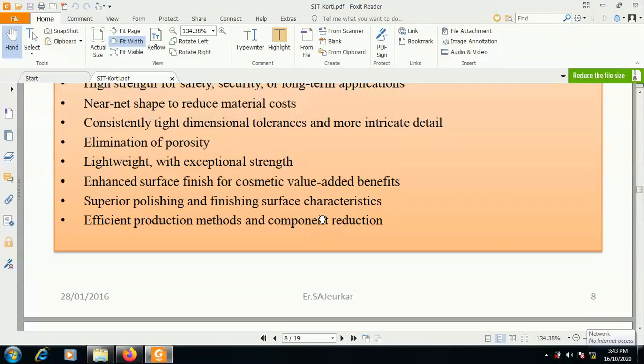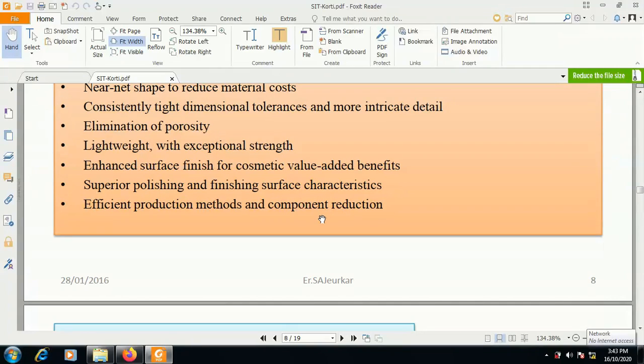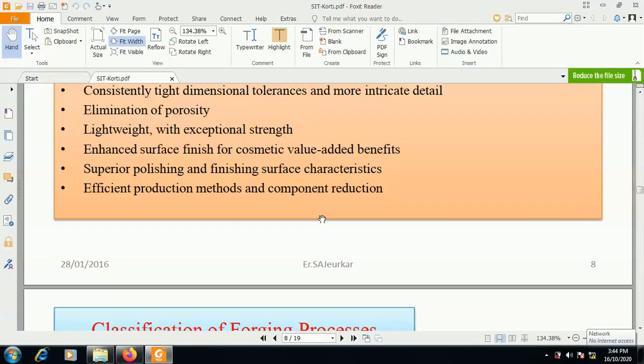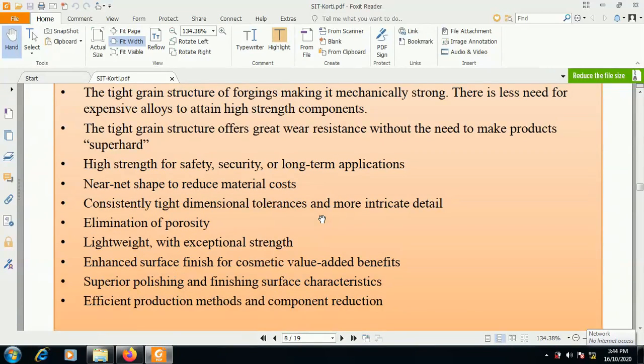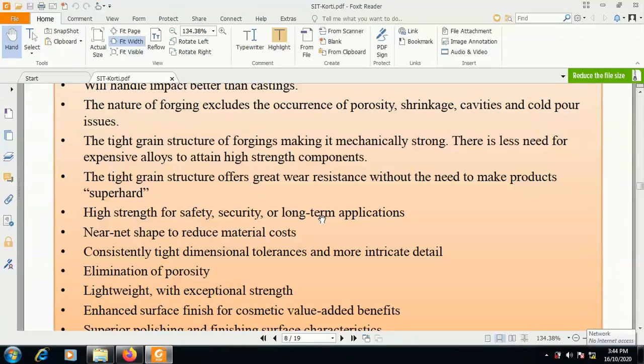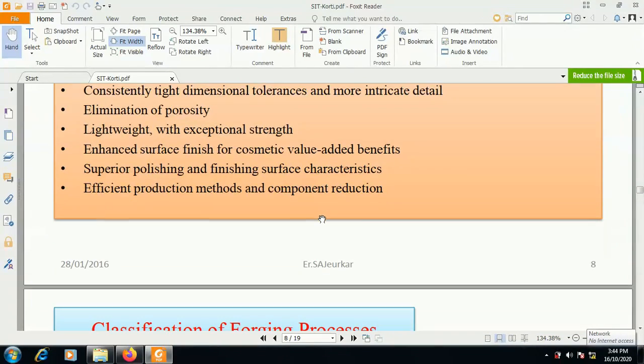Superior polishing and finishing surface characteristics are also present on this forging, which is not possible to achieve by other manufacturing processes like casting. Efficient production method and component reduction. This production process is fast, so you can reduce the production time as compared to casting, because in case of casting many steps are involved, so the time required for production is more in case of casting, which is reduced in case of forging. All these are the advantages of the forging process over other manufacturing processes like casting and machining.